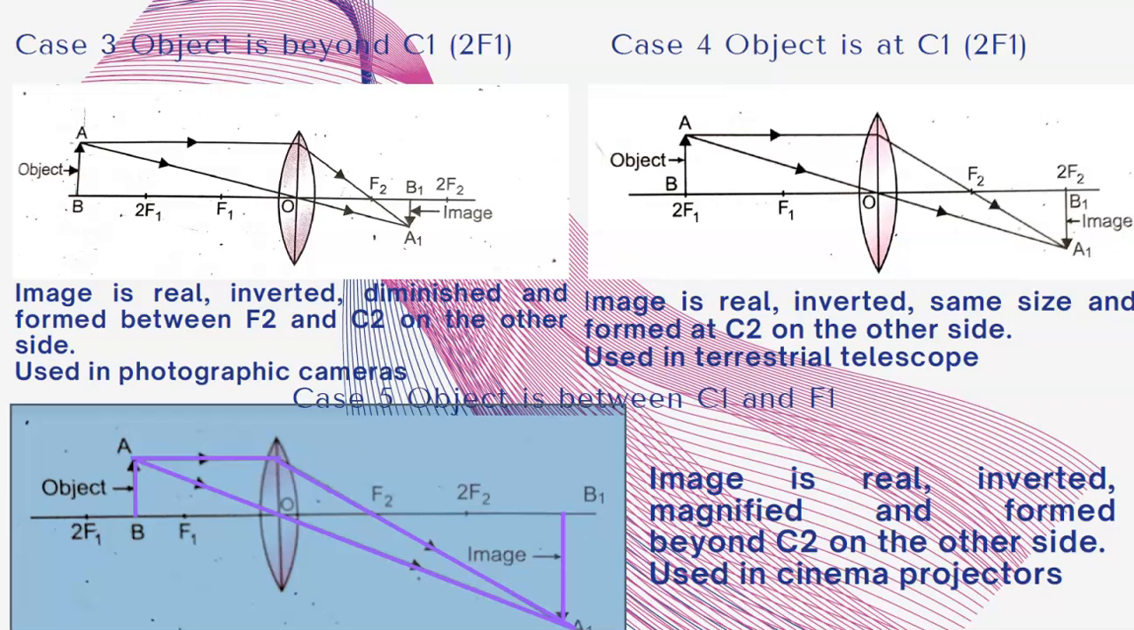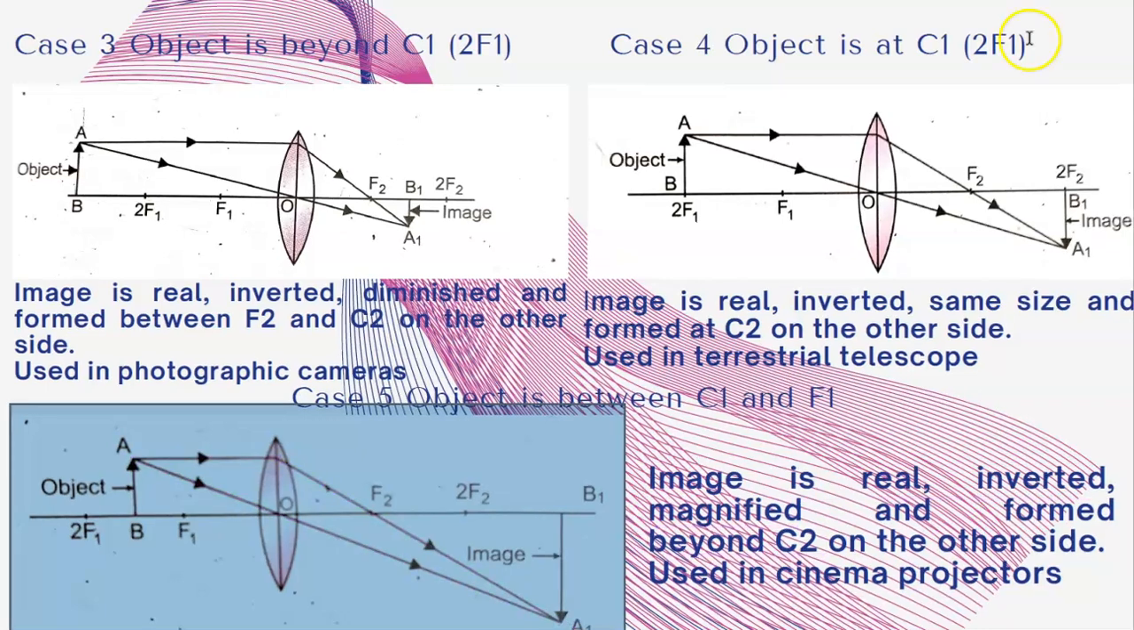Remember, the image is inverted since it is real. Also, the image formed is magnified in this case. So if this is the object, this is the image which is slightly bigger than it. Again, characteristics of the image is real, it is inverted, it is magnified and it is formed beyond C2. Beyond C2 means it is formed behind C2 or 2F2 on the other side of the lens. This case of the lens finds its use in cinema projectors.